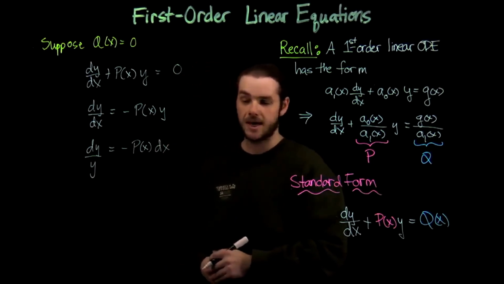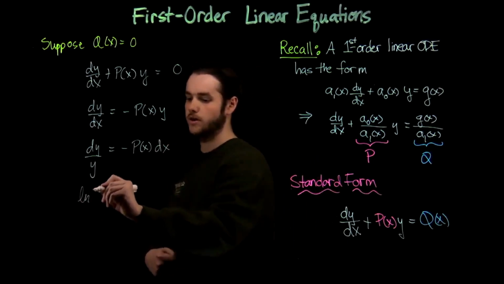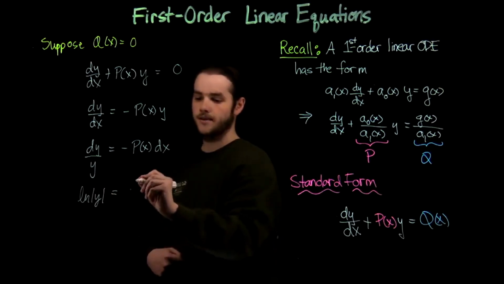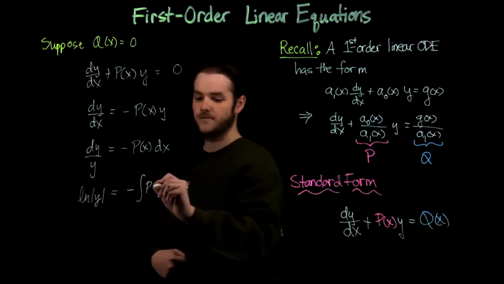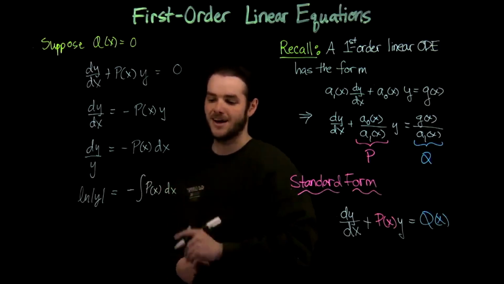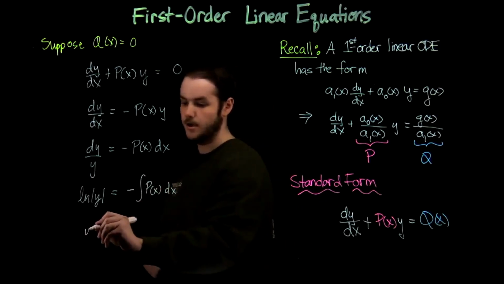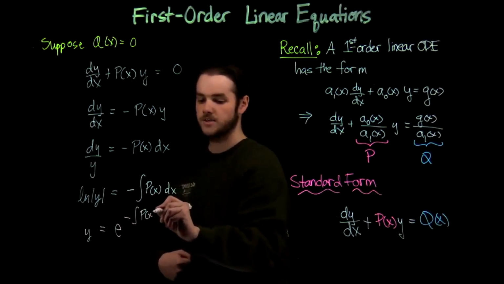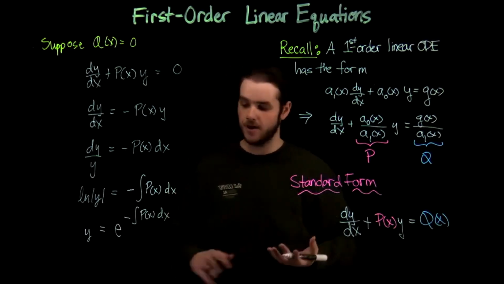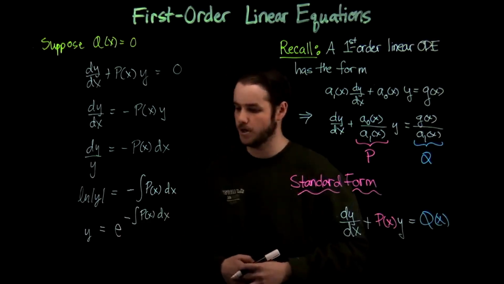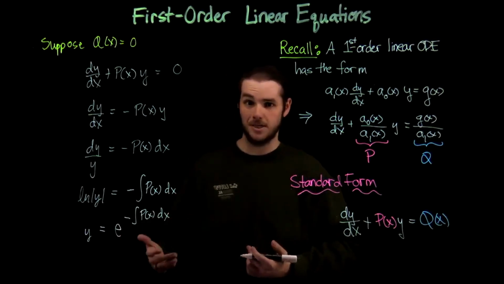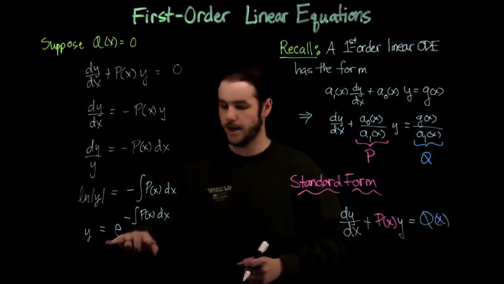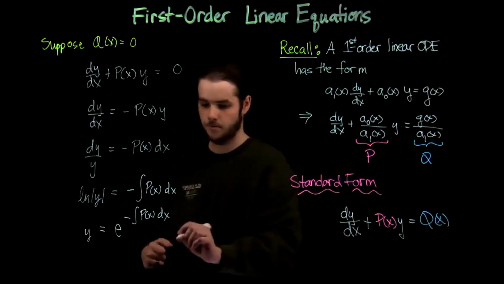I can integrate both sides now and write that natural log of absolute value of y equals the negative integral of p of x dx. I can exponentiate both sides, and I get that y is equal to e to the negative integral p of x dx. And I can drop those absolute values since that's always a positive quantity here. So what's really interesting is in the case that q of x is equal to 0, I actually know the solution already. There it is.